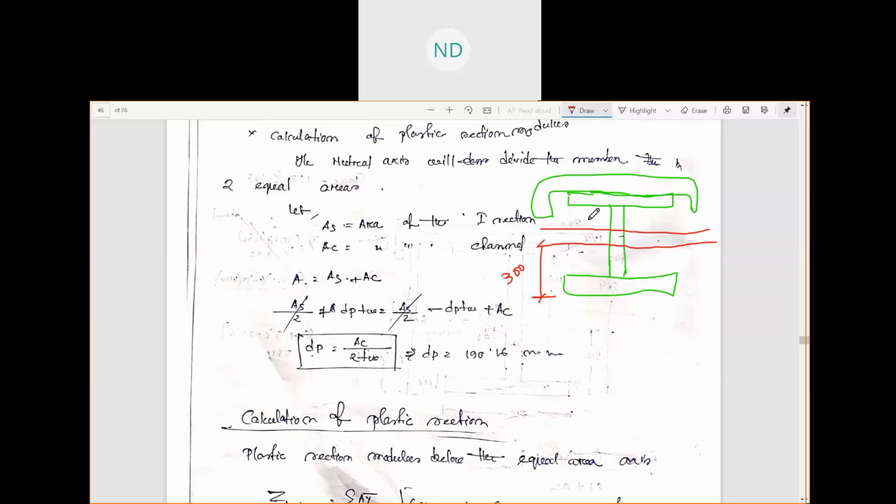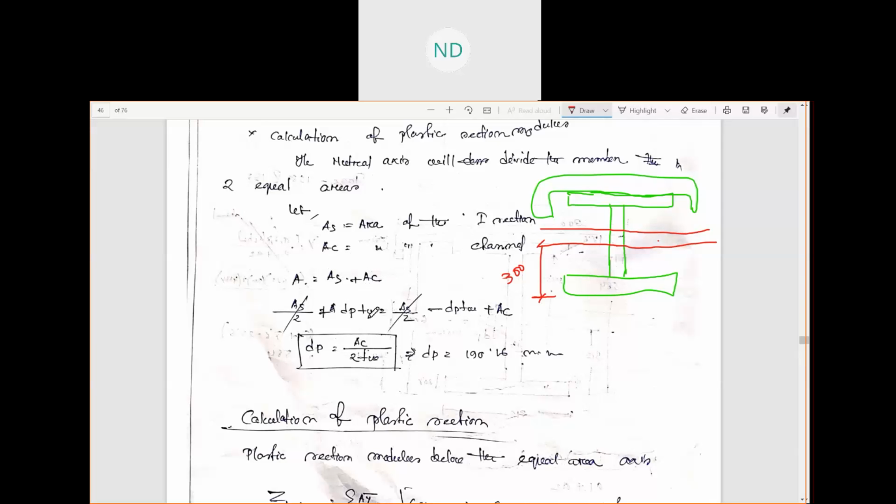Now, what are those equal areas? One is at the top, one is at the bottom. We will consider this area AS. We'll take the AS to be the area of the I section and the AC to be the area of the channel section. So the total area will be AS plus AC.